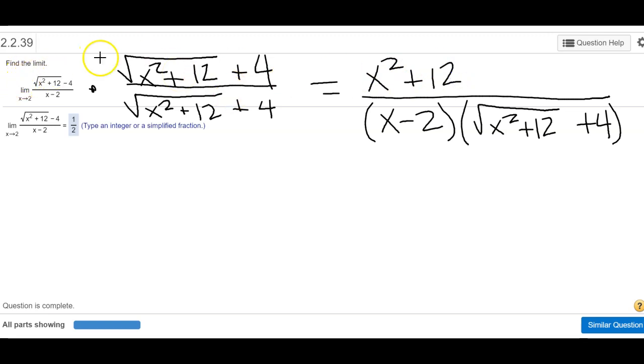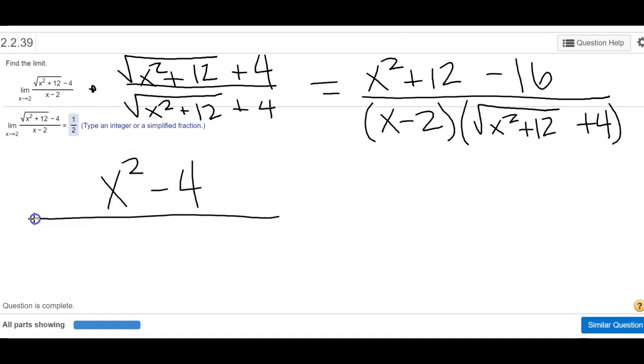And then outside, inside, notice we've got plus 4 times that radical. Inside, we've got minus 4 times that radical, which means it's going to cancel. Outside and inside always cancel when you multiply by the conjugate. And then the last piece is minus 4 times positive 4, which is minus 16. And so this becomes x squared plus 12 minus 16, x squared minus 4 on the top.